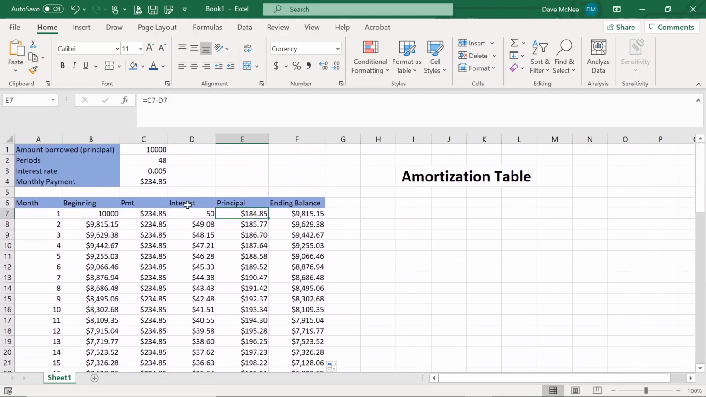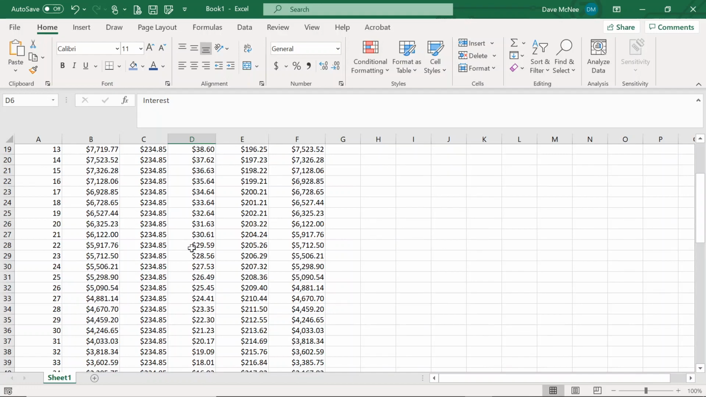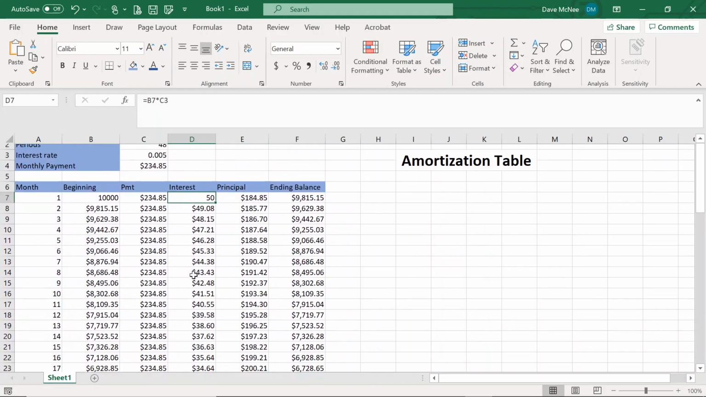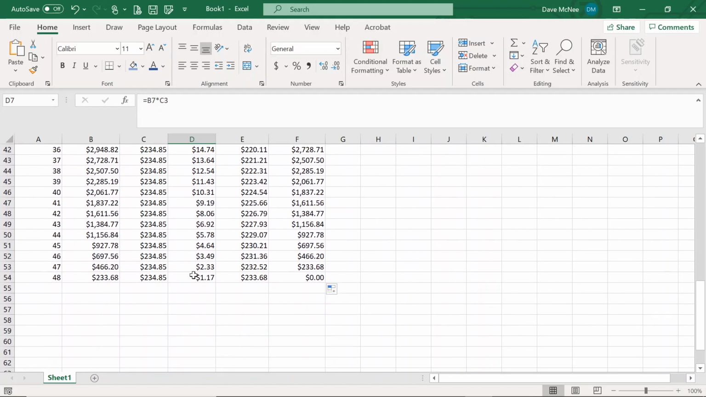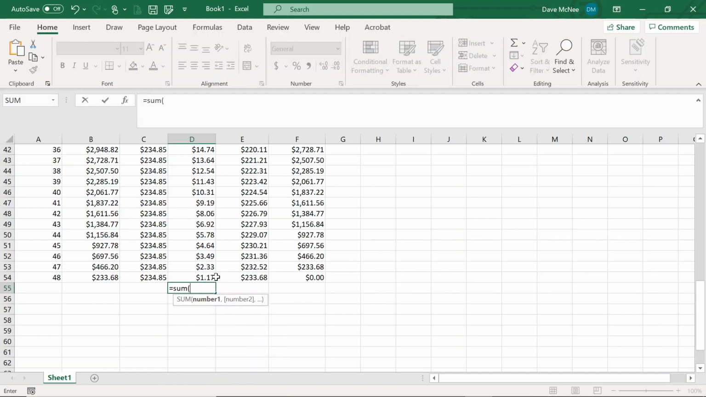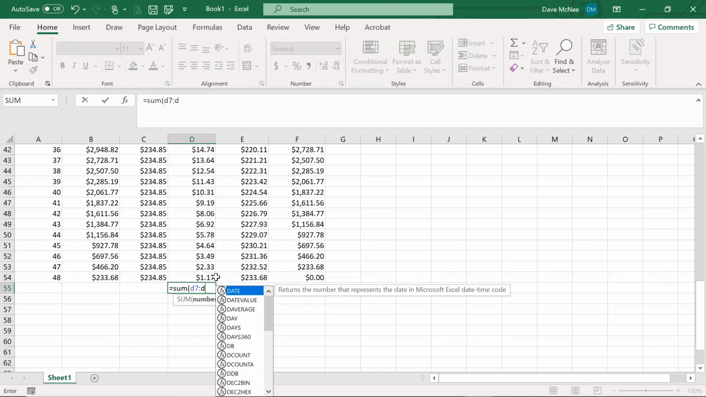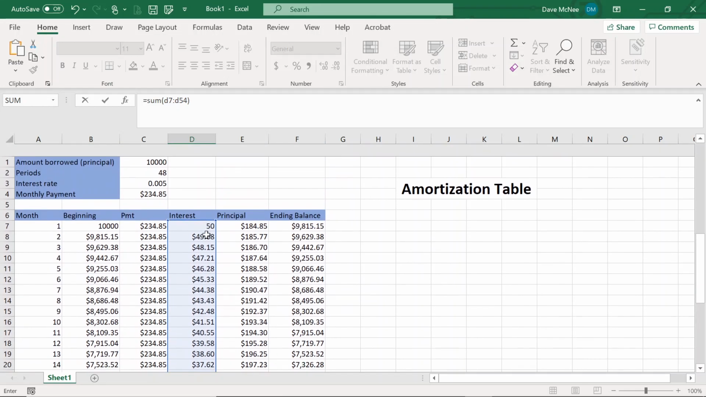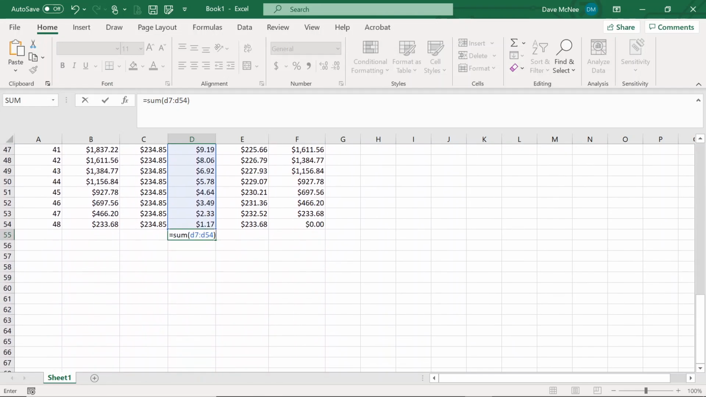So the interest is in column D. I asked you how much interest you think you paid. We started paying interest in cell D7, and we're continuing to pay interest all the way to D54. So let's add it all up. Let's go to cell D55, put in an equal sign and sum. That's easy. Start the bracket. We started with D7, semicolon, D54, and that should highlight all of the cells that we want to add. And yep, we've got it there, and then you press enter.